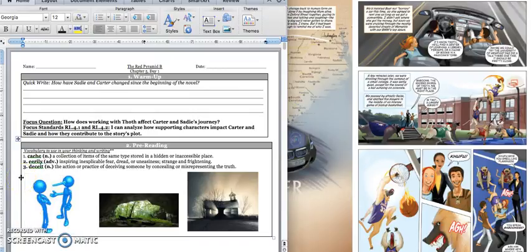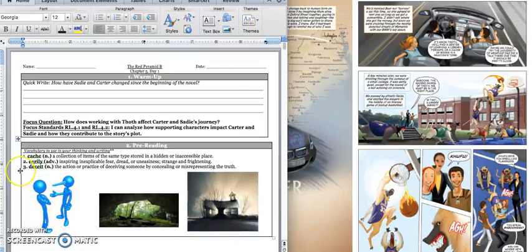Our vocabulary words are cache, and that is a collection of items. It's usually hidden. So this would be a place where you would hide a cache. Number 2 is eerie, and that's a place that makes you feel uneasy or frightened. And so this house is giving off an eerie feeling.